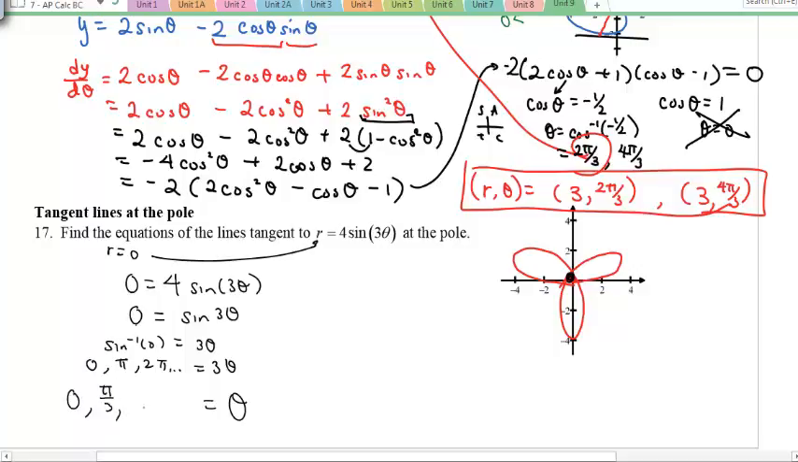Pi over 3, 2 pi over 3, 3 pi over 3, 4 pi over 3, 5 pi over 3, and also 6 pi over 3, which is just 2 pi. So guess what? You have to find tangent lines at all these points: 0, pi over 3, 2 pi over 3, pi, 4 pi over 3, 5 pi over 3. Have some fun. Well, go ahead, please. And to find the derivative, you should be able to do it.